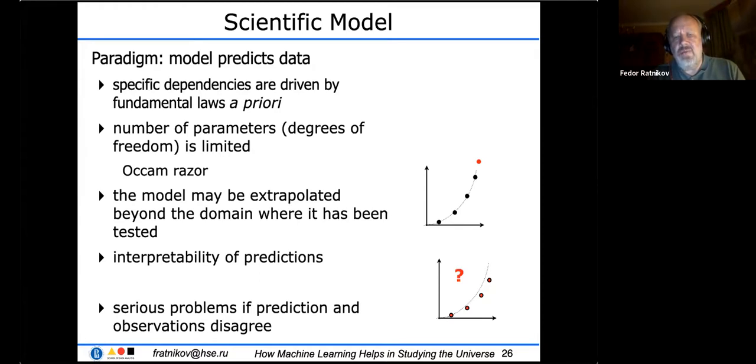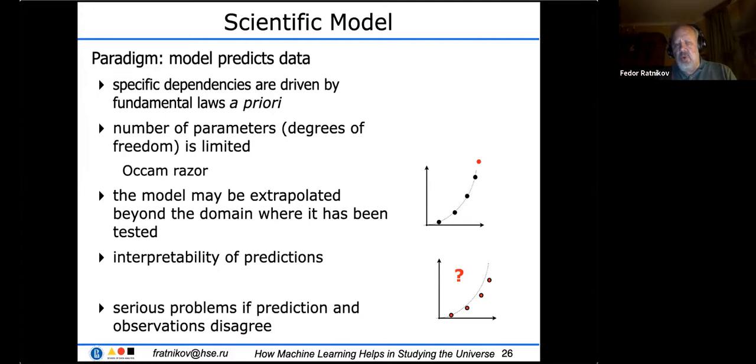Well, so scientific models usually have a minimalistic number of parameters or degrees of freedom, and this is driven by the Occam's razor principle. So such a model may be easily extrapolated beyond the domain where it has been tested. Particularly, if we study Newton's law on the Earth or in the solar system, we may assume that it does work in other systems as well, and even at higher scales. And what's also important is that we can pretty well interpret our predictions.